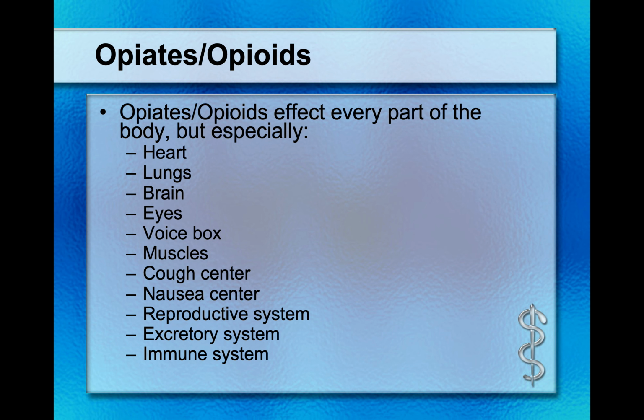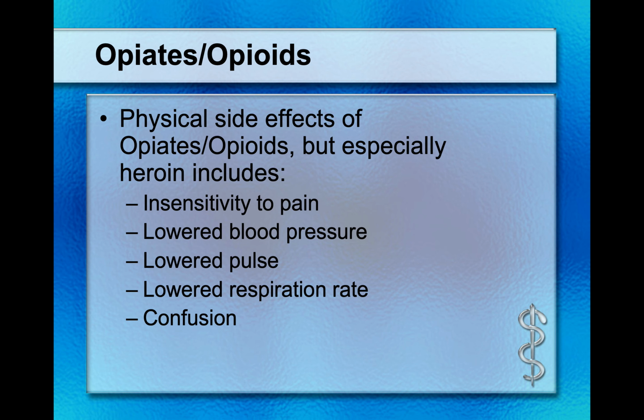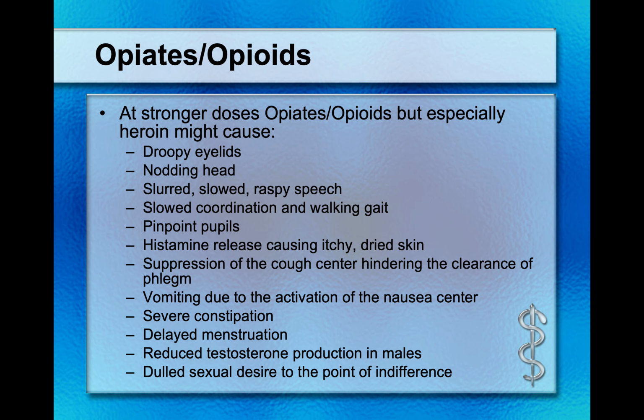65 years old. She's got a really raspy voice. Physical side effects of opiates, opioids, but especially heroin, include insensitivity to pain, lowered blood pressure, lowered pulse, lowered respiration rate, and confusion. At stronger doses, opiates, opioids, but especially heroin, might cause droopy eyelids, nodding head, slowed, raspy speech. There's that raspy speech again.